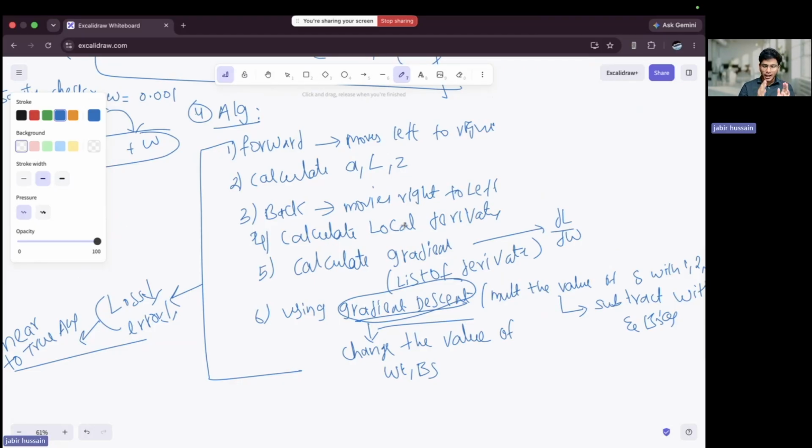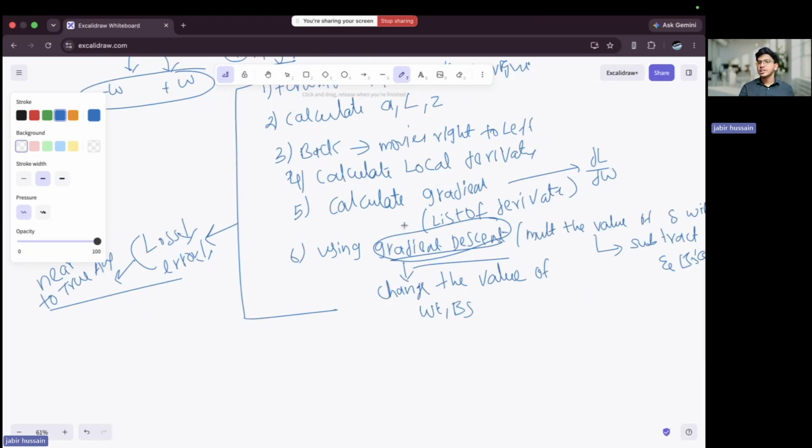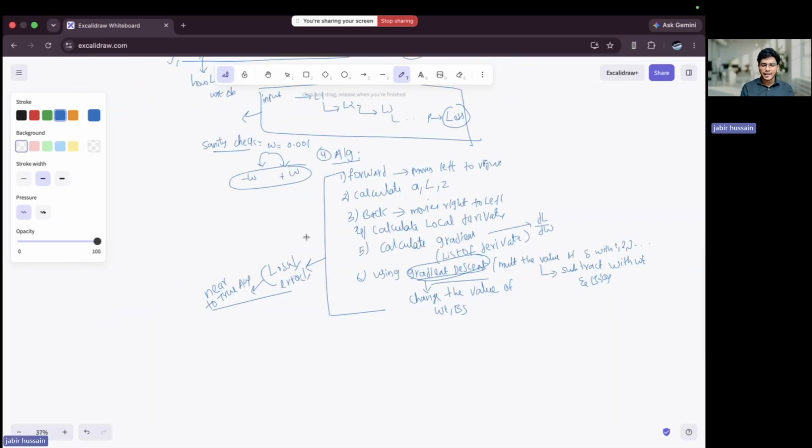The algorithm which is used to train a neural network, and we keep repeating this entire thing in a loop until we reduce the loss and reach our true answer. So first, apply the forward pass, calculate the loss and Z, then do the backward pass, calculate local derivatives, and from chain rule you will get your gradient, and using the gradient you will know in which direction and how much. Okay, this is it. This is the algorithm, and we will apply it in our next class.